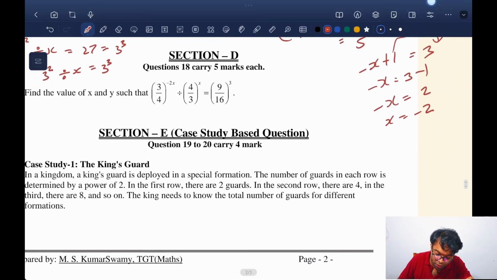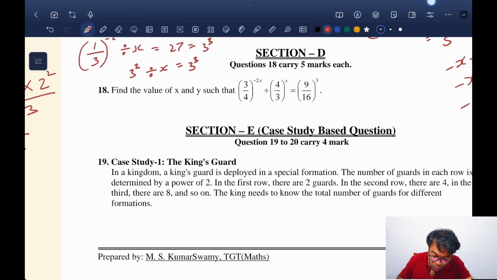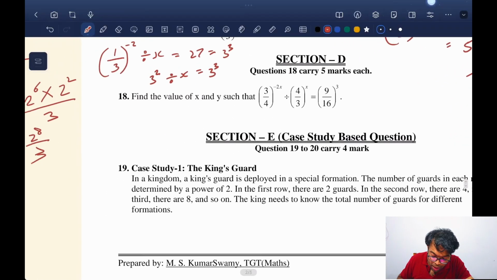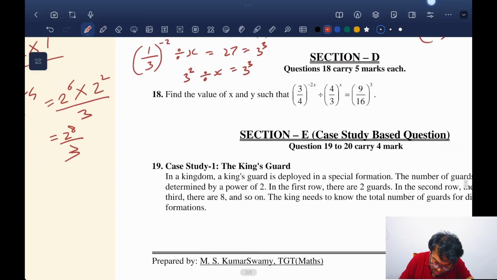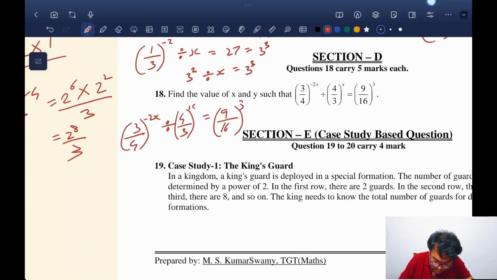Find the value of x and y such that 3/4 the whole to the power minus 2x divided by 4/3 the whole to the power of x is equal to 9/16 the whole cube. Okay?